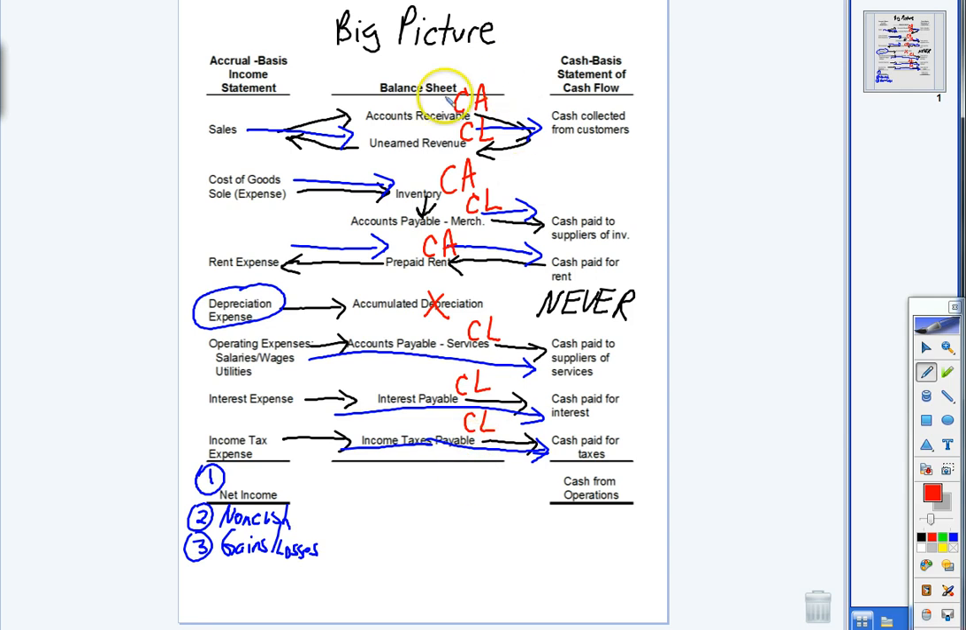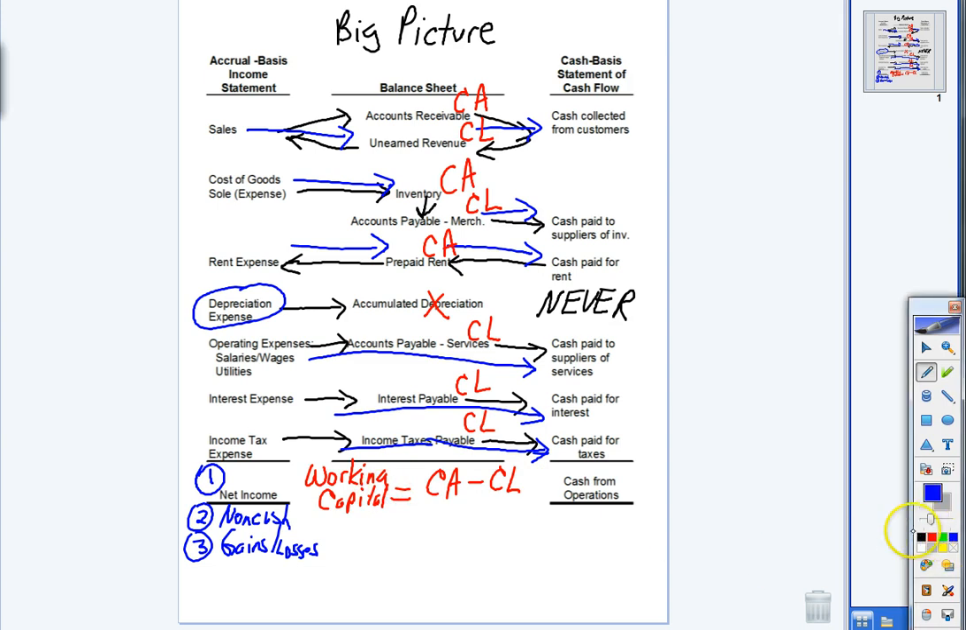Income taxes payable, current liability. So all of those balance sheet accounts that are related to the income, revenue, and expenses that will become cash flows are all current assets and current liabilities. Those are often referred to as working capital. Actually, working capital is when you take current assets minus current liabilities, and hopefully it's a positive number, meaning we have more current assets than current liabilities, so that's a positive thing.